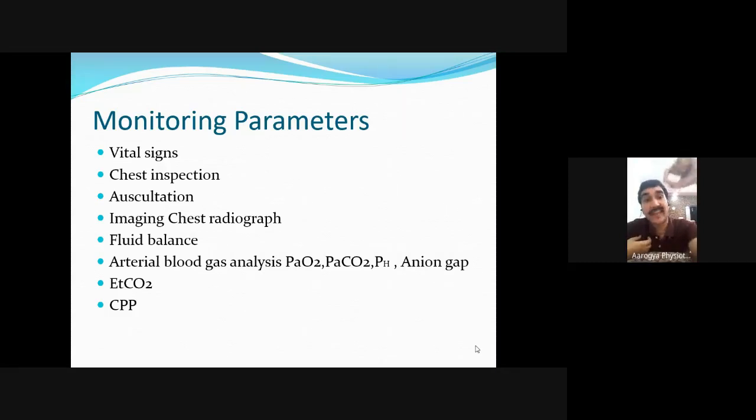Then comes the end-tidal carbon dioxide. End-tidal carbon dioxide will give you an idea of the carbon dioxide level measured at the end of exhalation. Then the cerebral perfusion pressure, especially in the patient who had a head injury or had a surgery in the central nervous system, in the brain or the spinal cord. It is important to measure the CPP.